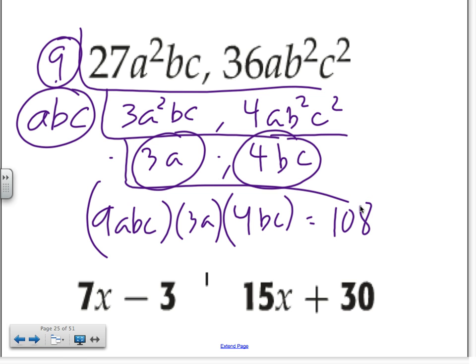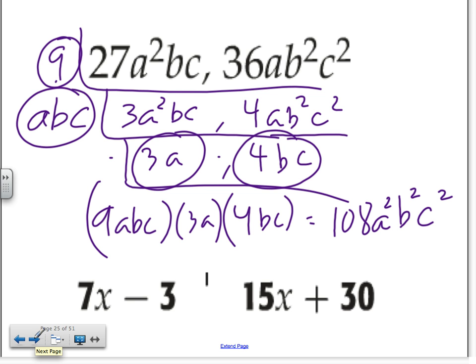108. And how many A's do we have here? A squared. How many B's? B squared. How many C's? C squared. You see it? When we multiply, that's when the power gets incremented or gets bigger, depending on the power, of course.